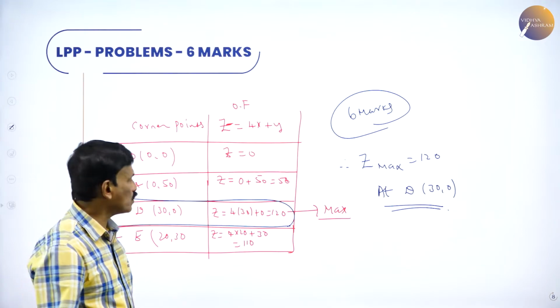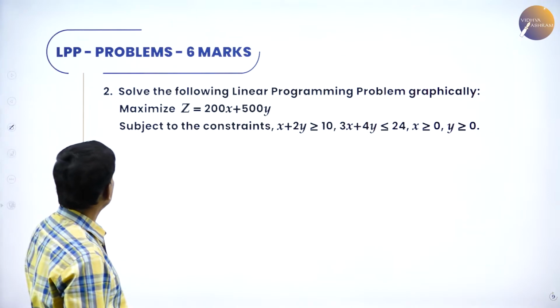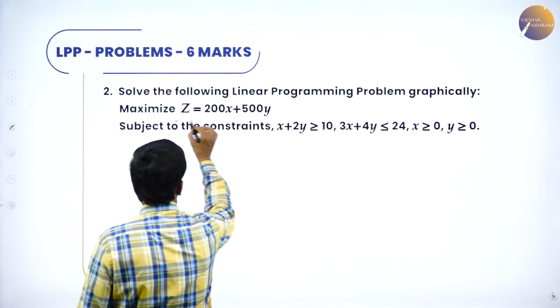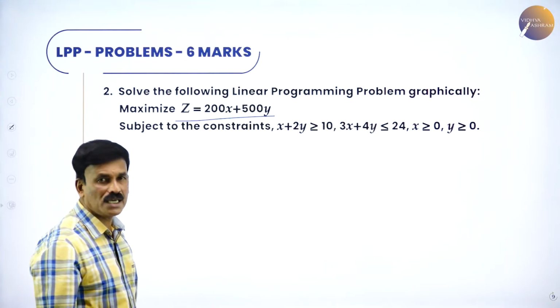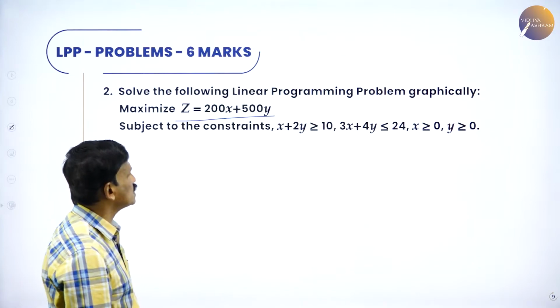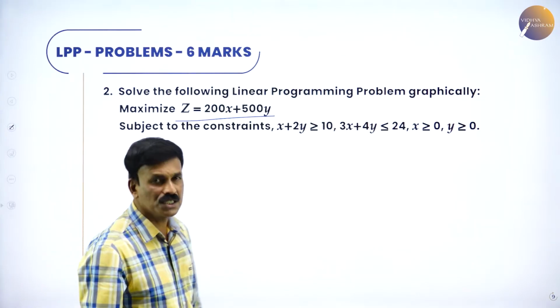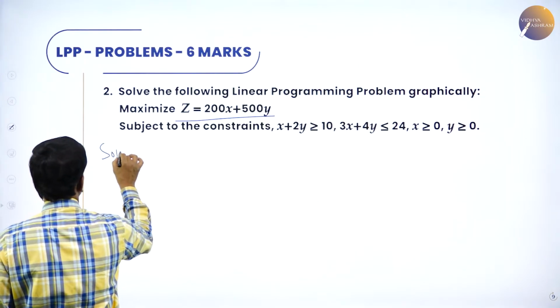Let me take one more problem. Solve the following linear programming problem graphically. Maximize Z is equal to 200x plus 500y subject to the constraints x plus 2y is greater than or equal to 10, 3x plus 4y is less than or equal to 24, and x is greater than or equal to 0 and y is greater than or equal to 0. Now, let us come to the solution.